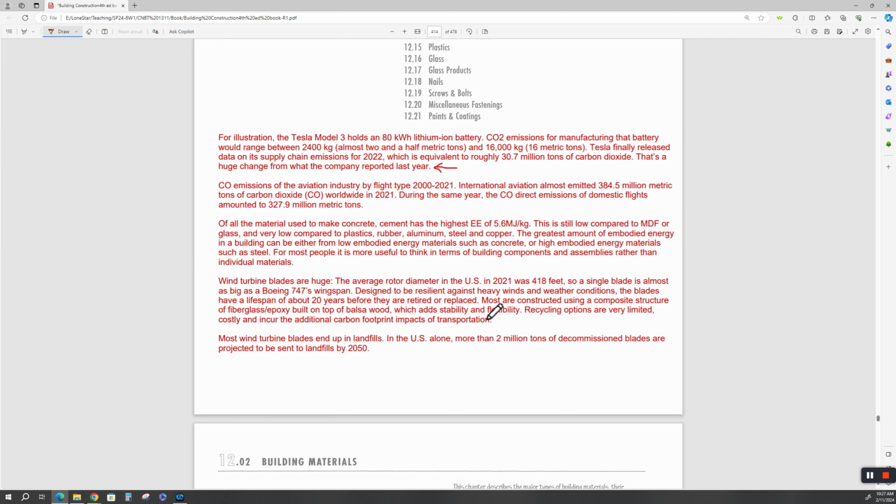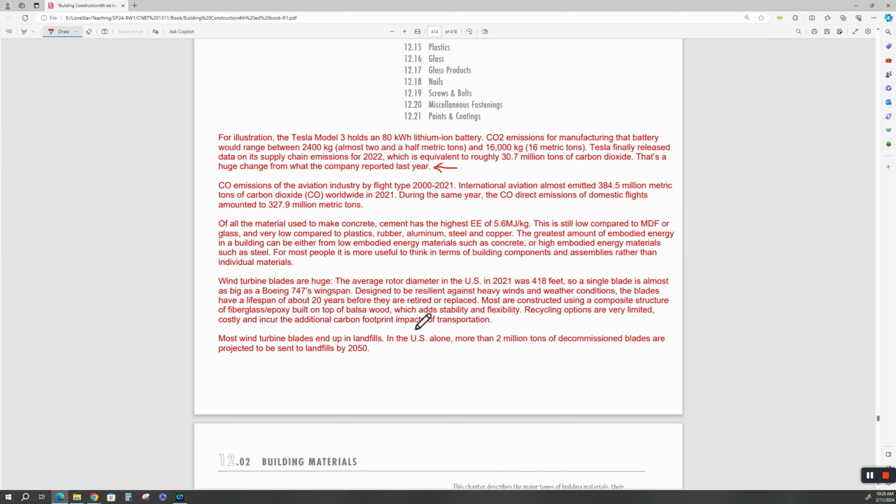Well, most are constructed using composite structure, fiberglass and epoxy, built on top of balsa wood. Now, where does balsa wood come from? It comes from the forest. We're cutting down trees. But they're wrapped in fiberglass epoxy. This is a thermoset.